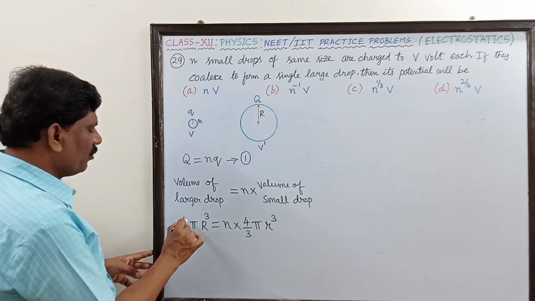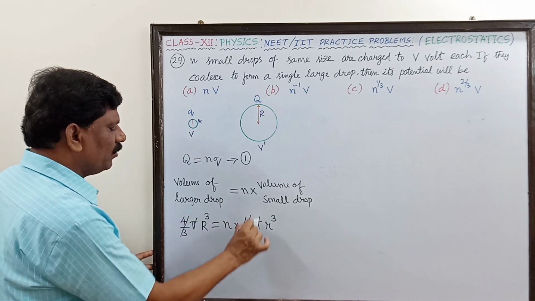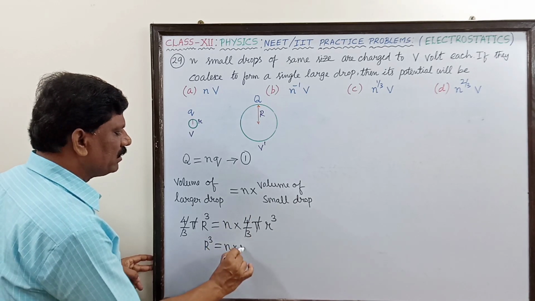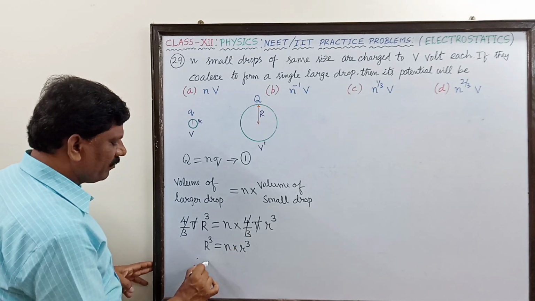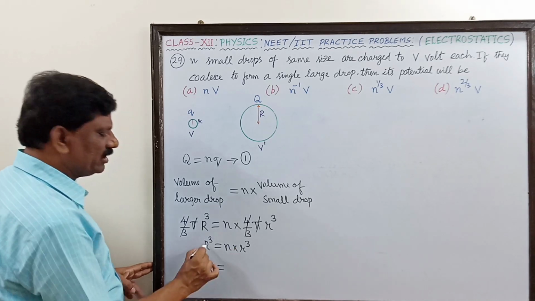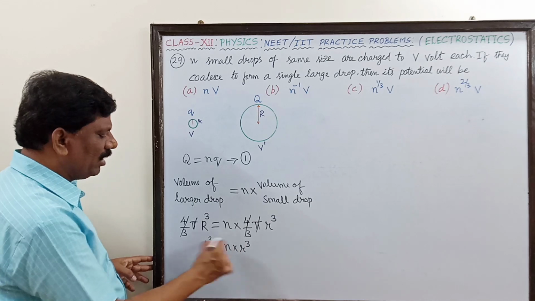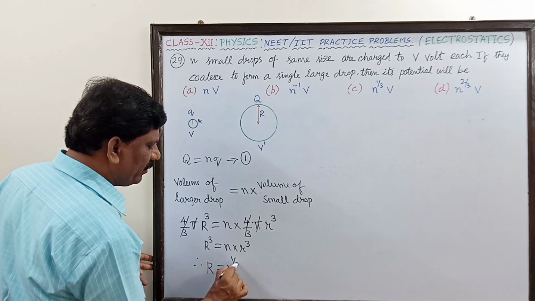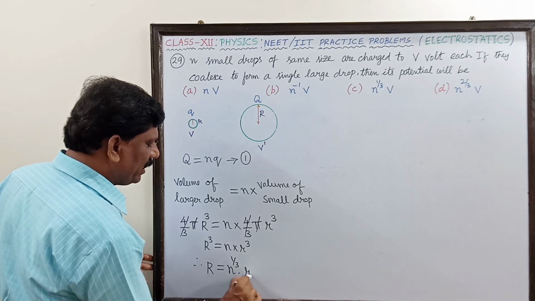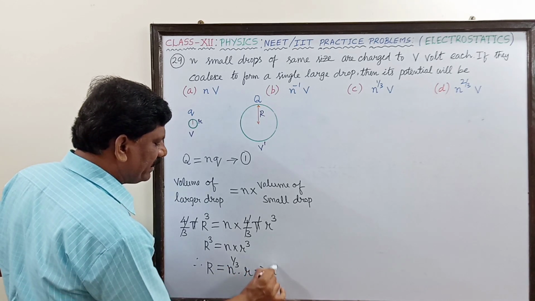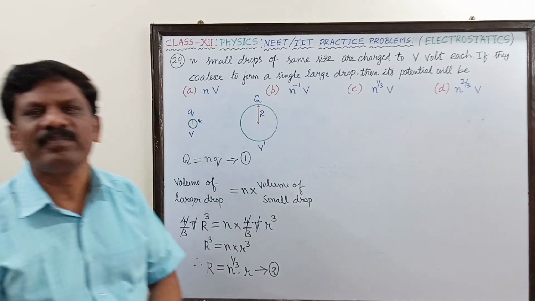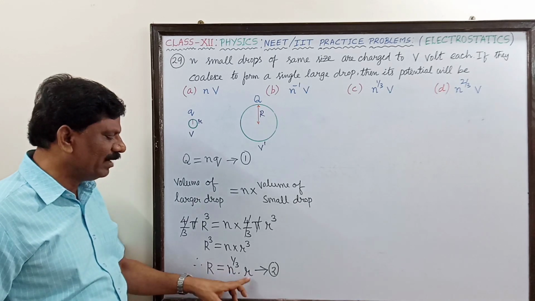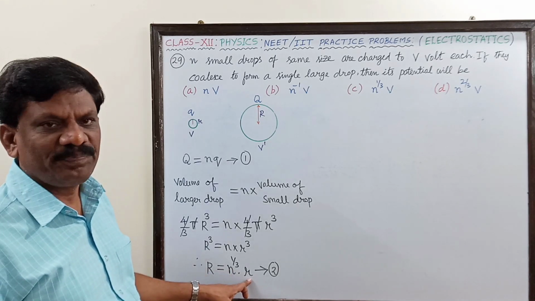So 4 by 3 pi can be cancelled on both sides. So capital R cube must be equal to n times small r cube. Therefore, what must be the relationship between small r and capital R? Taking cube root, the right side will become n raised to the power 1 by 3 into small r. So this is our second step of understanding. Capital R is equal to cube root of n multiplied by small r.